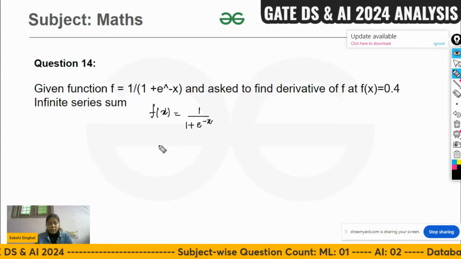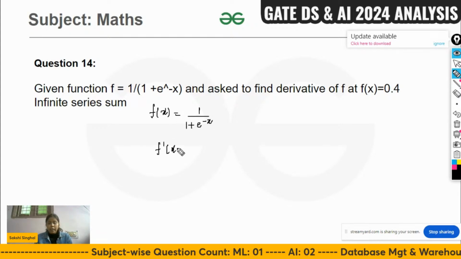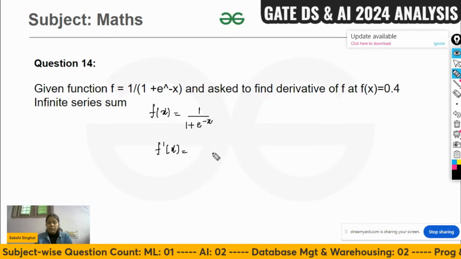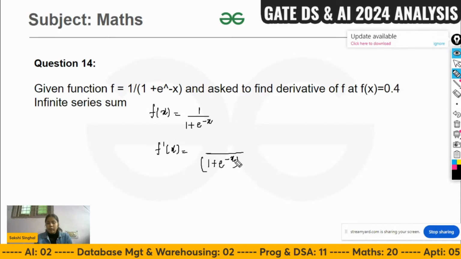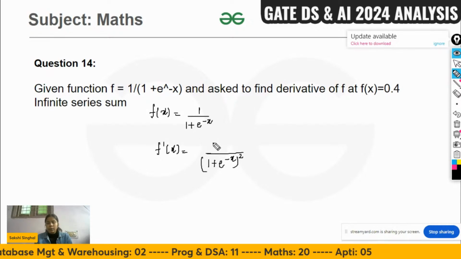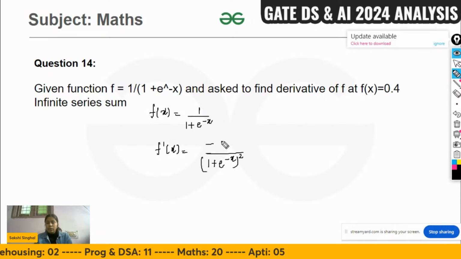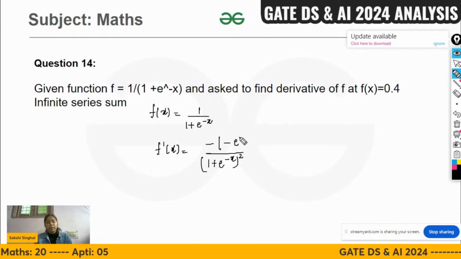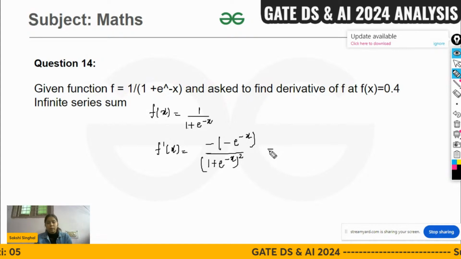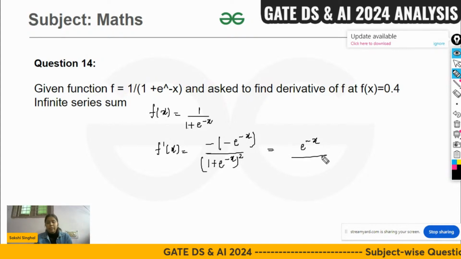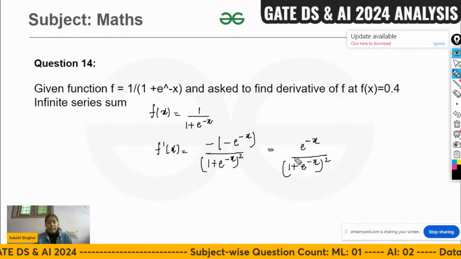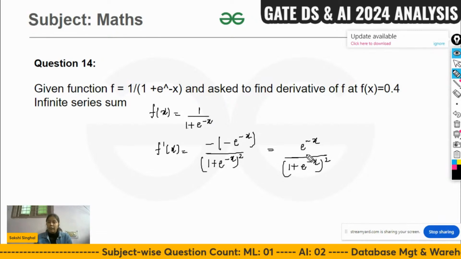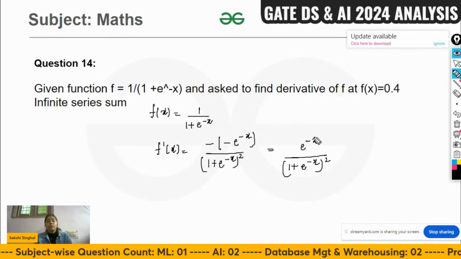Right, so we have this function f(x). Now I can find the derivative f dash x. So what would be the derivative? I can use 1 upon (1 plus e to the power minus x) squared, the denominator squared, and the derivative of this function with a minus sign. So the derivative of 1 is 0 and the derivative of e to the power minus x would be e to the power minus x. So it would become e to the power minus x upon (1 plus e to the power minus x) squared.